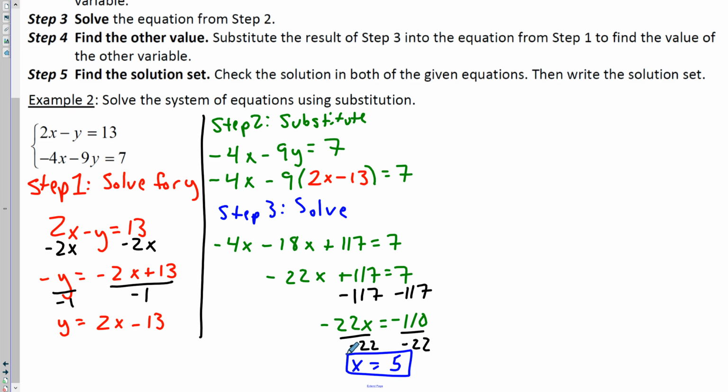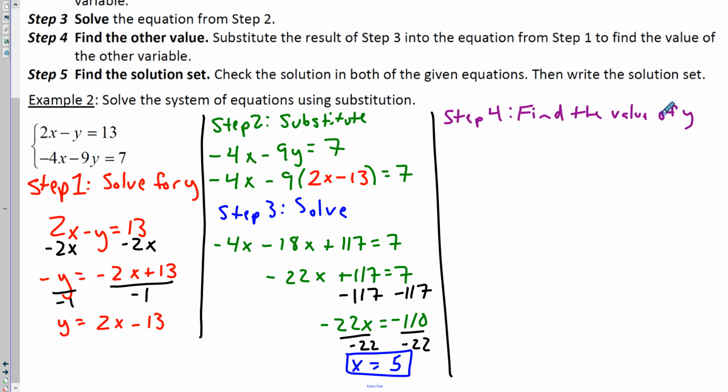Now I'm not done in my solving process. If you notice, we've only gone to step 3. We still have to find the other variable. So that's going to get us to step 4 here. So step 4 in our process is to find the other variable. So here I need, in this case, to find the value of y, because I had solved for x in the previous step.